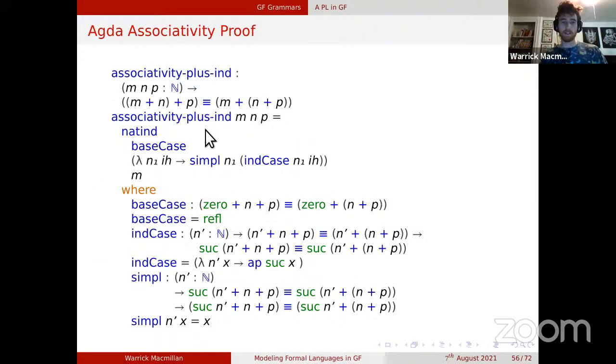So here we say, given 3 arguments, we apply the natural number induction principle we just derived. So we say the base case and the inductive case applied to the first argument m. The base case is just one of these definitional equalities. It's just equal to refl. Agda does the work for us in the induction step.